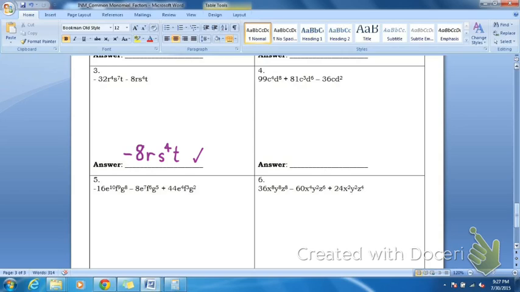For number 4, looking at these, all 3 are divisible by 9. Comparing c's, the lowest exponent is c to the 1st, and then d to the, looking at 8, 6, 2 is the lowest exponent. So 9c d squared is an answer for number 4. And finally, we get to the last two.